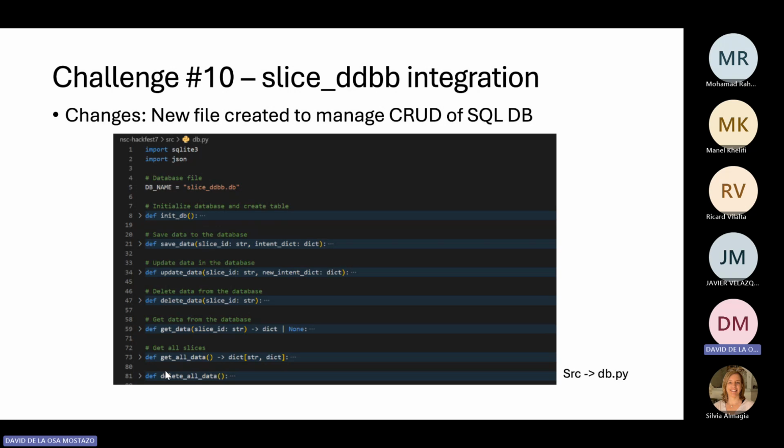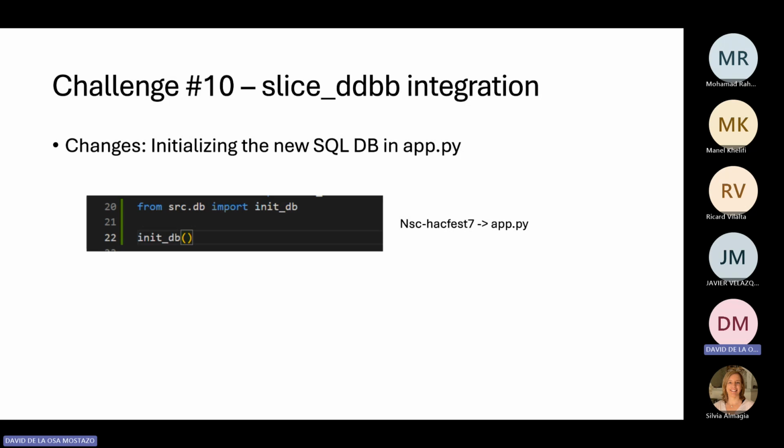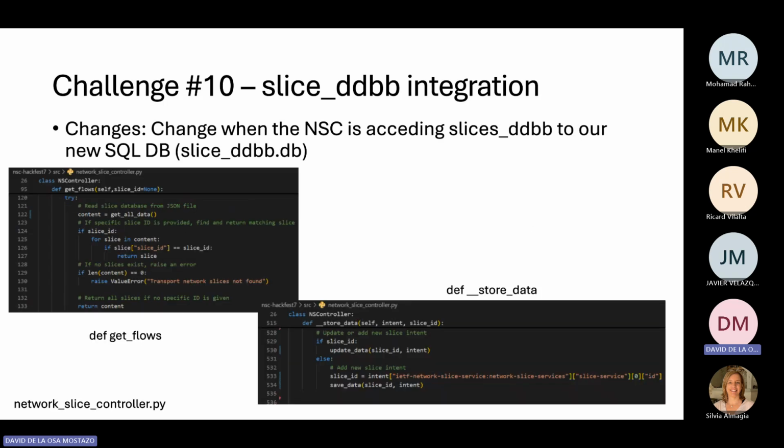So now we are going to use this Python file, this database Python file, to access the new database. That is going to be a SQLite database. So first we need to initialize this database. So the app has now a new database. So in the app.py, first of all, we initialize this database.